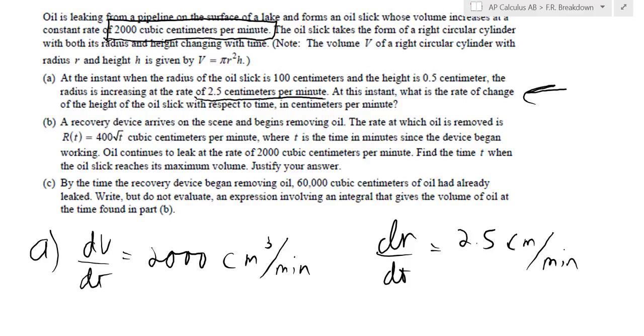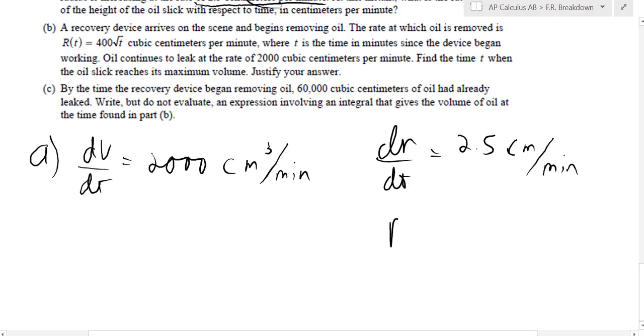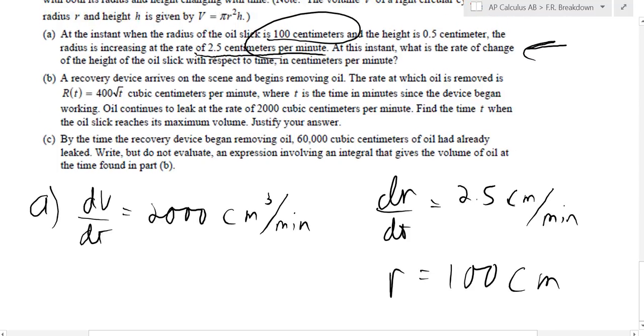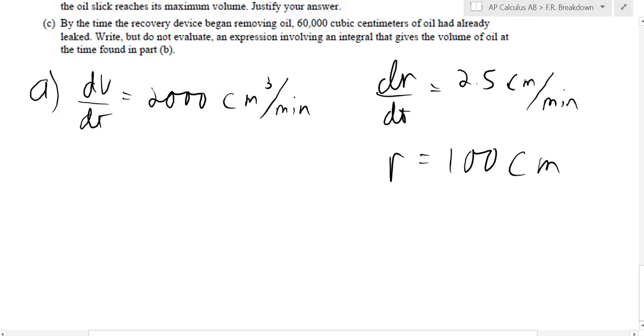At that instant, what do we know here? The instant when the radius is 100. So we also know at the point we care about, r is 100, but it's changing. But I'm going to write that out anyway. And we want to know how fast the height is changing. So that is our desire, to know what dH/dt is.